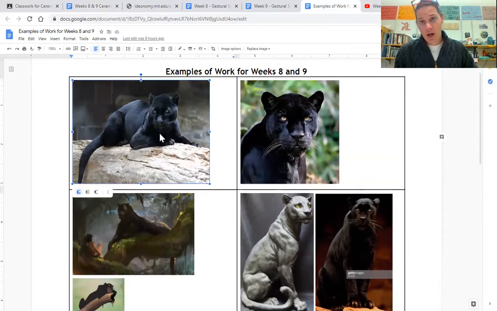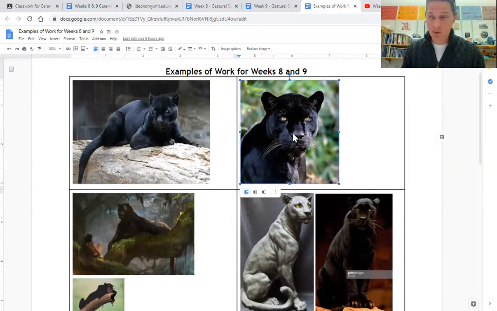So I have a photograph of an actual panther, so I can see what the animal looks like. How does the back leg work? How big is the arch in the back? What do the front paws do? How does the tail fall? And the face. I might want a little more detail of the face so I can see exactly the eyes and the nose, what happens with whiskers, how big are the ears.